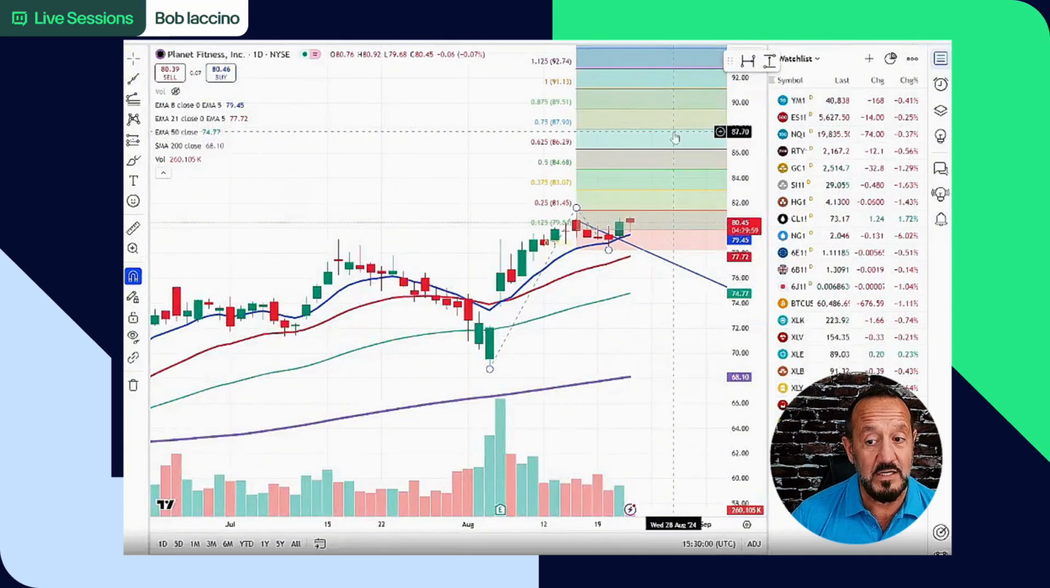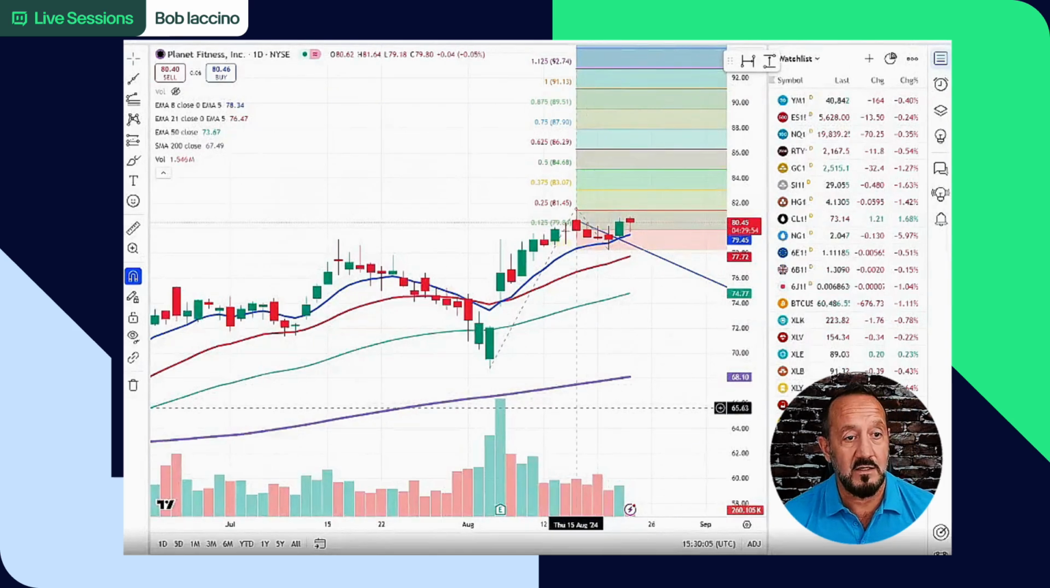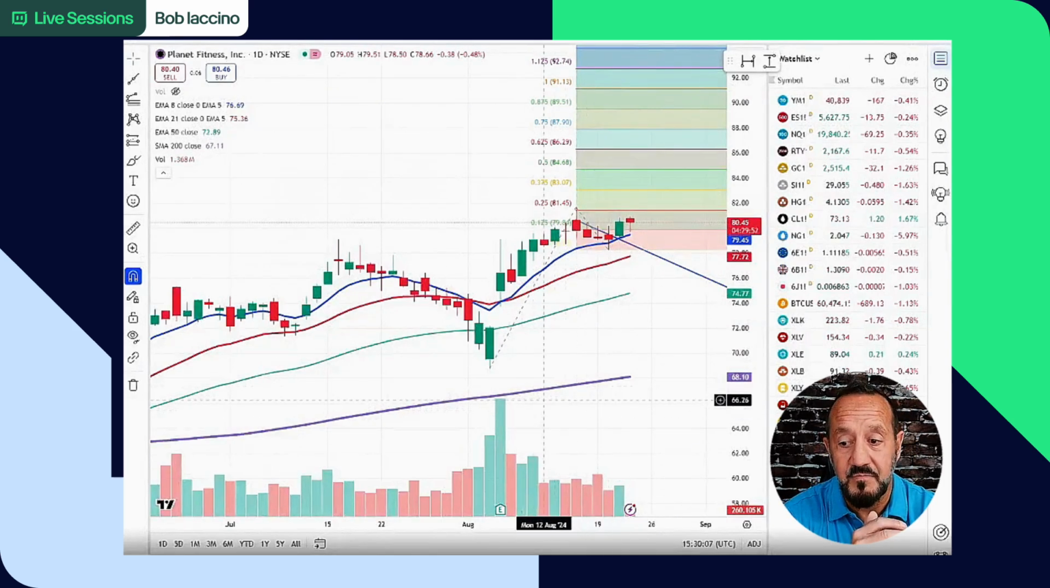It's almost 70%. It's very high. And then I'll wait and I'll exit the rest of it at 87.90. So I've shown you 3 measured move targets, right?